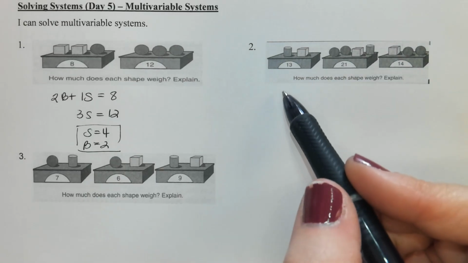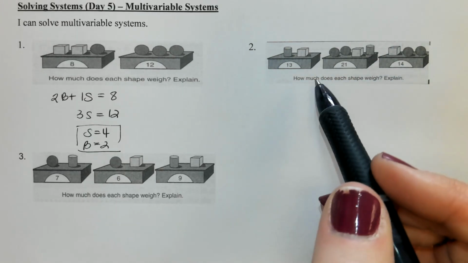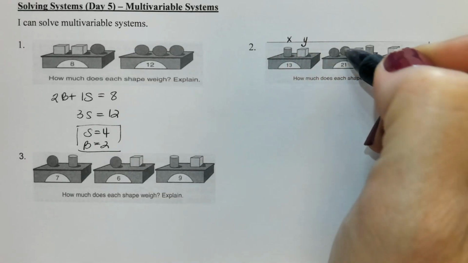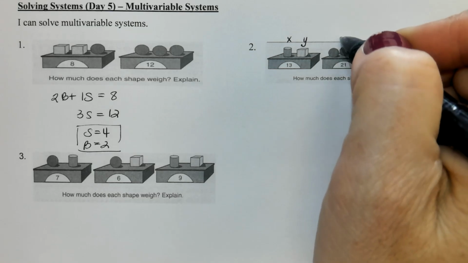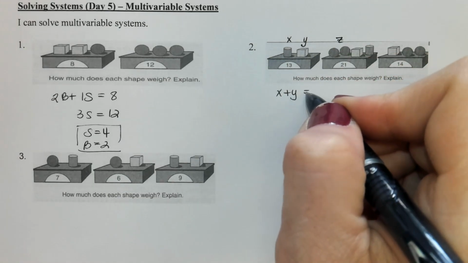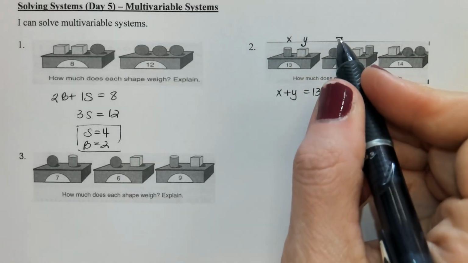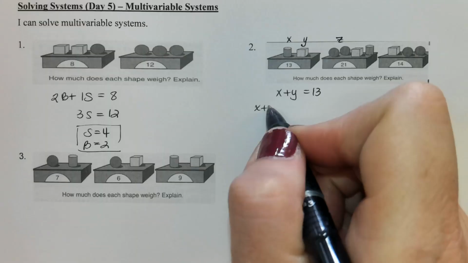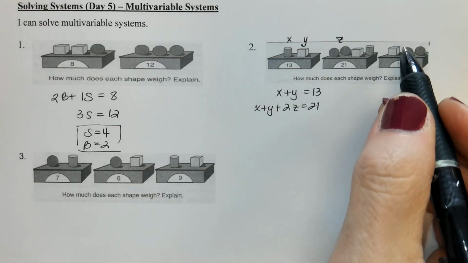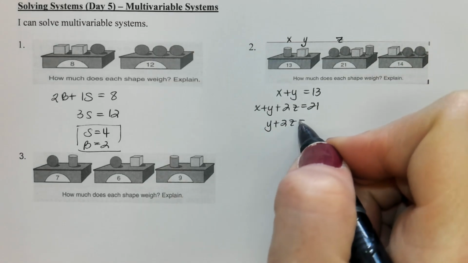Here we're introducing a third shape, so the cylinder, and 3 different scenarios that can happen with these shapes. So I'll let the cylinder be an X, box be a Y, and then the spheres will be a Z, just to kind of keep them all straight. So I've got an X plus a Y equals 13. On this one I've got an X and a Y and 2 Z's equals 21. And then here I've got a Y and 2 Z's for 14.